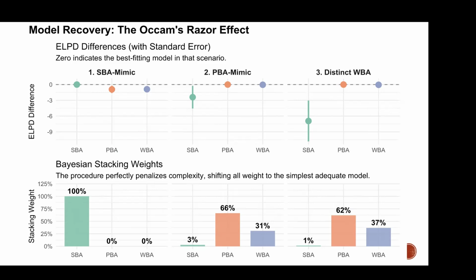So when we look up there, we see that the SBA is the best for the SBA-generated data. For the PBA mimic, we see that the PBA and the WBA are equally good, seemingly. And for the WBA, we also see that the SBA is even worse, right? But PBA and WBA are very similar.